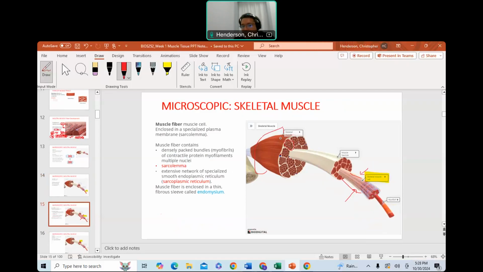So we have a fascicle here that's like a group of muscles. We have a group of muscle cells organized into a fascicle. So here's a fascicle, a group of muscle cells. Here is a muscle fiber.